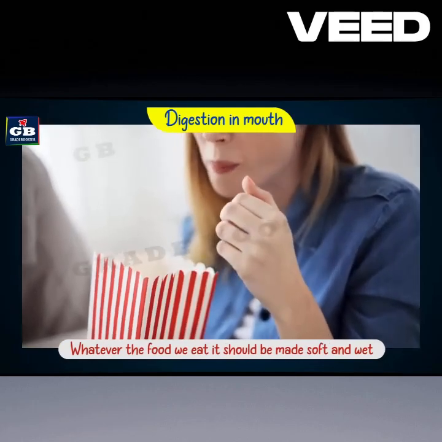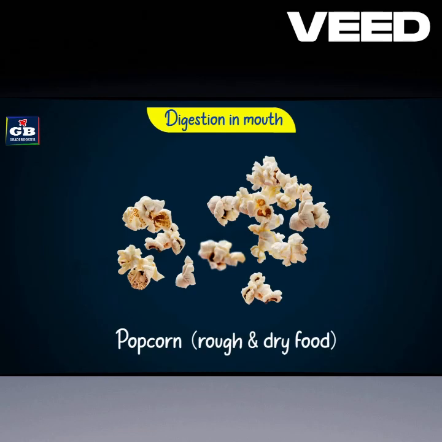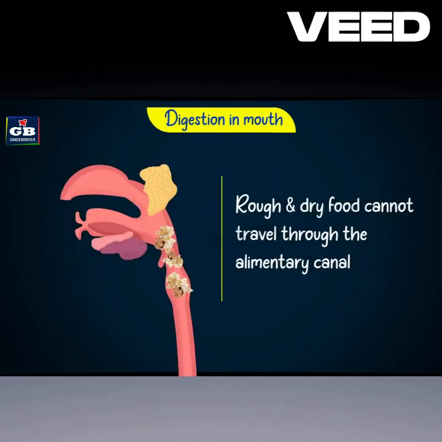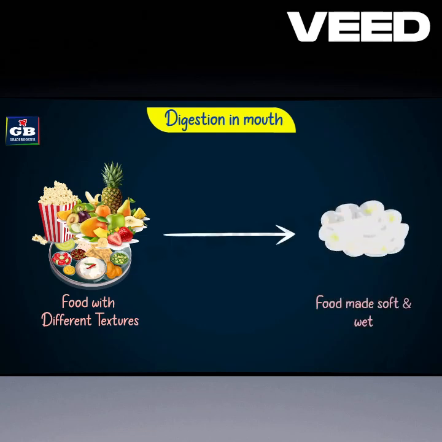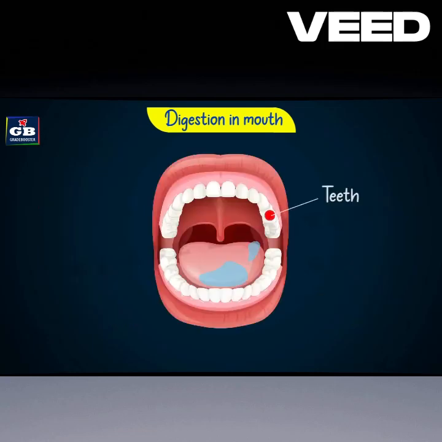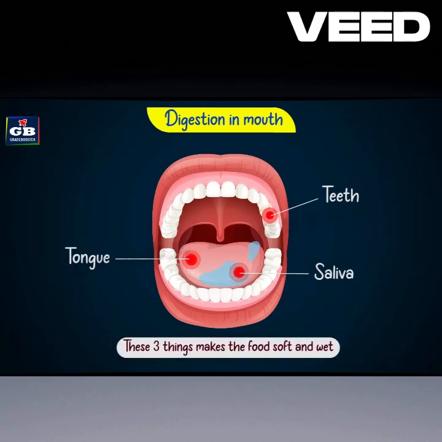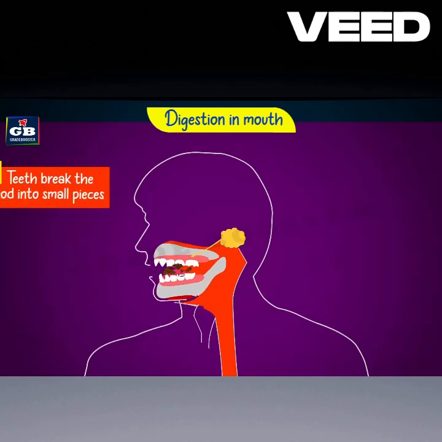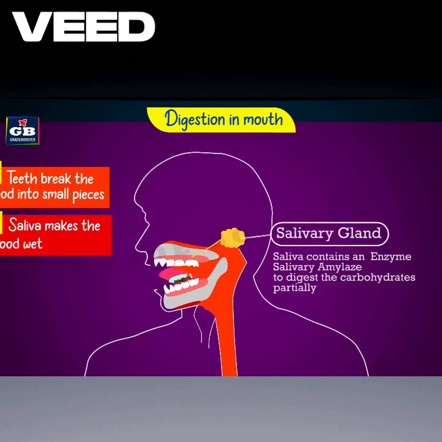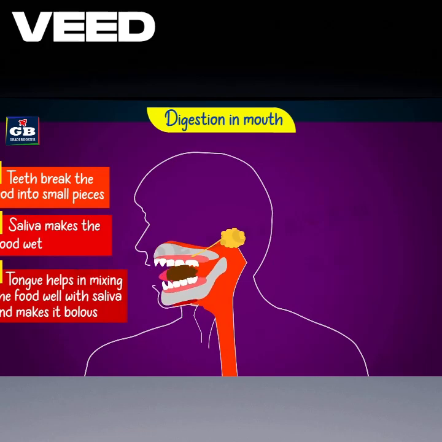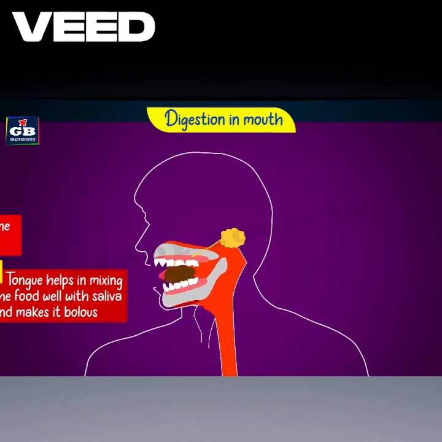Whatever food we eat should be made soft and wet, because if it is rough and dry, it cannot easily travel through the alimentary canal. So, whatever food we eat, it should be made soft and wet before swallowing. Who does this job? The teeth, saliva, and tongue. Teeth break the food into smaller pieces. Saliva makes the food wet. The tongue helps in mixing the food well with saliva and makes it into a bolus.